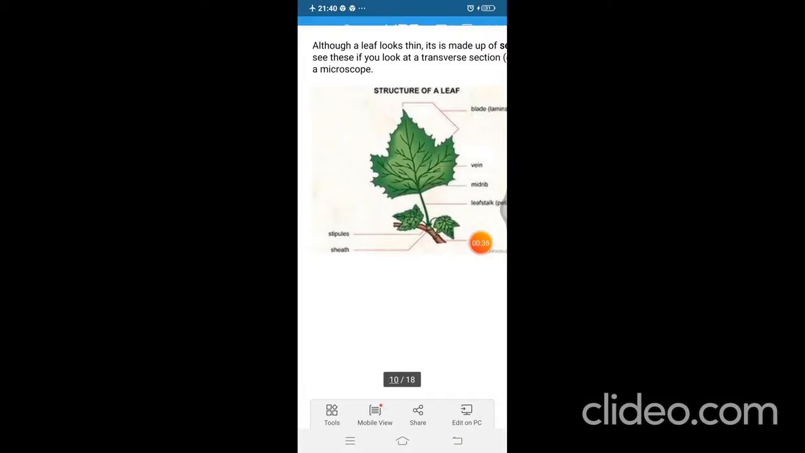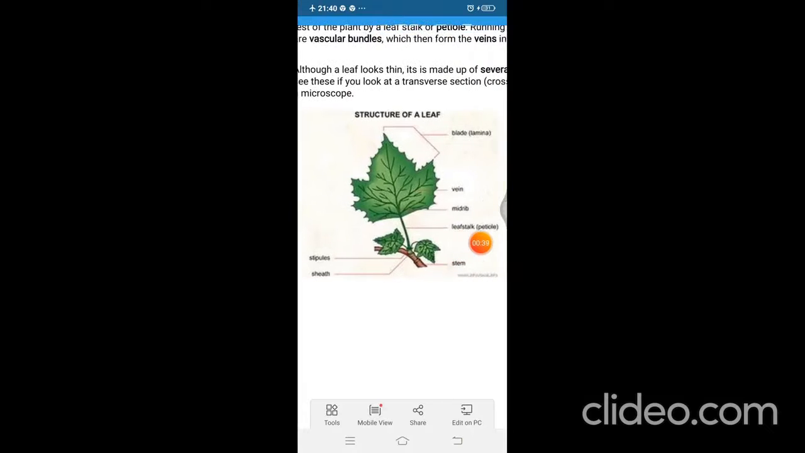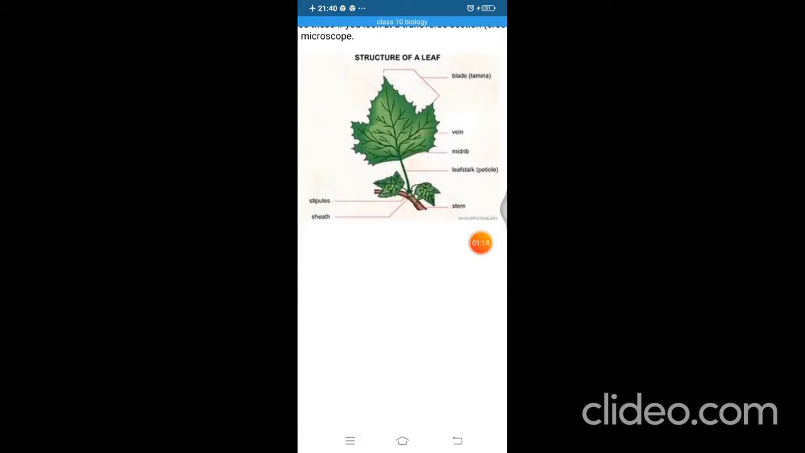If you see the structure of a leaf, there is a blade, that means the outer area, or lamina, and there is a small network running in between, known as the veins. Through the middle we can see the midrib, and the lamina and midrib are attached to the stem through the leaf stalk or petiole. Then you can see stipules there, from where the other leaves also emerge. Then a sheath, which means a covering. These are the typical structures of a leaf.